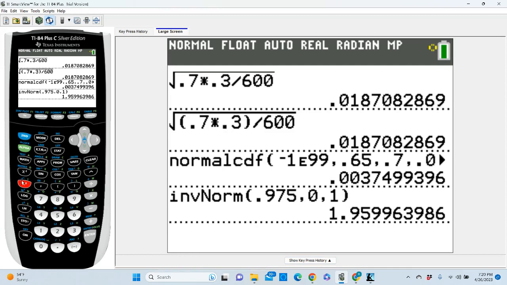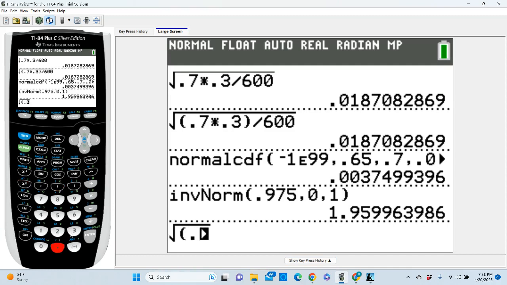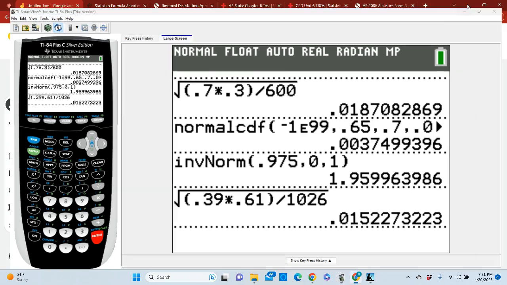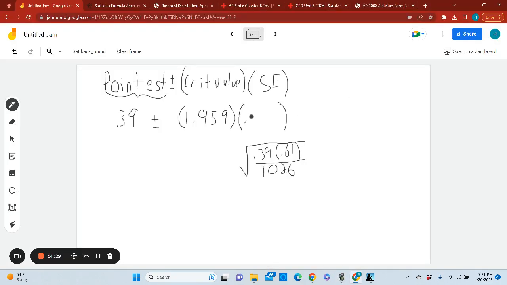So let me plug this into my calculator. Second square root. And I want 0.39 times 0.61 divided by 1,026. And the standard error is 0.0152. I'll take it out to 4 decimals. 0.0152. Okay, and then at this point, I'm going to stop doing math, okay? Because my calculator will calculate the interval for me if I just tell it all the information from the problem.